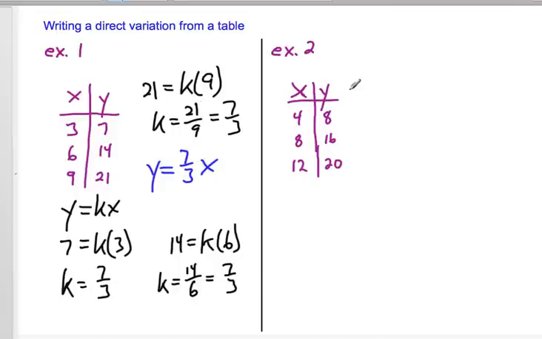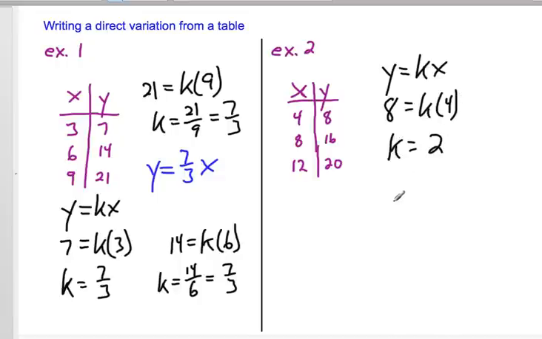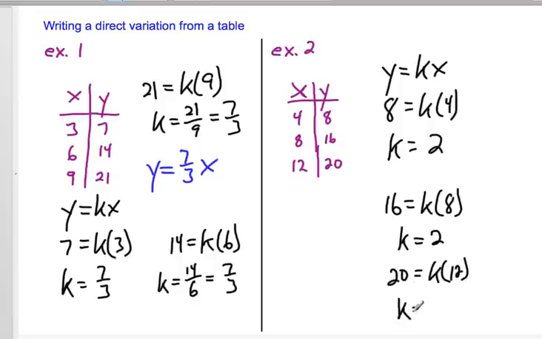So let's look at example 2. Not every table of values is going to have a direct variation. So in this case we have y equals kx again. So we have 8 equals k times 4, which leaves us with a constant of variation of 2, 8 divided by 4. Then we have 16 equals k times 8, which again will leave us with a constant of variation of 2. Then we have 20 equals k times 12, which is not a constant of variation of 2. It's actually 10/6 or 5/3.